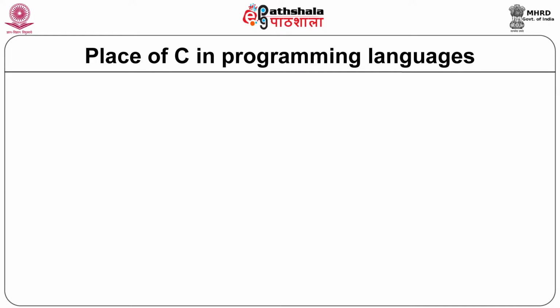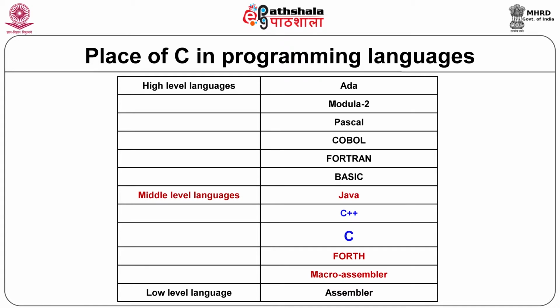Where does C play among other languages? In higher level languages, we have Ada, Modula-2, Pascal, COBOL, Fortran, Basic. Middle level languages are Java, C++, C, Forth, macro assembler, and the lower level language is assembler. So C stands between higher level language and lower level language. Therefore, C is called a middle level language.